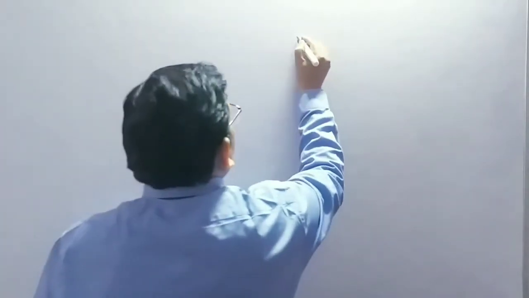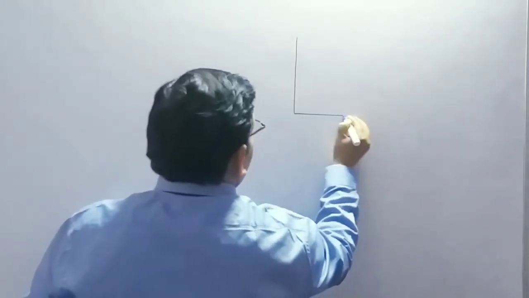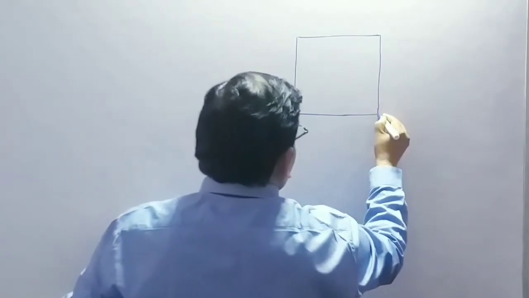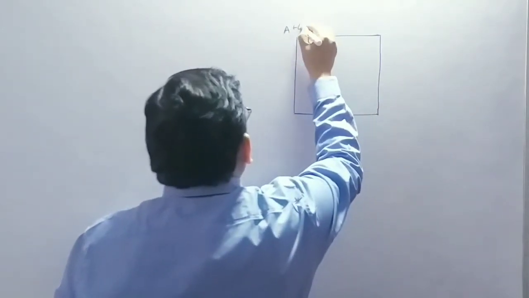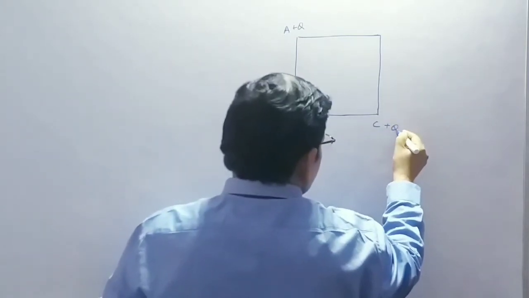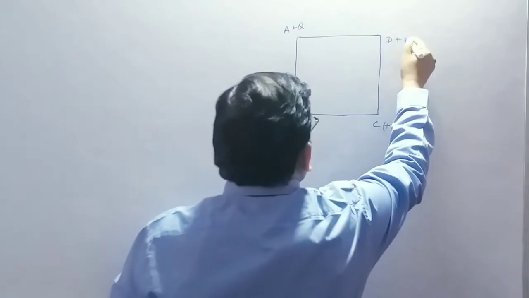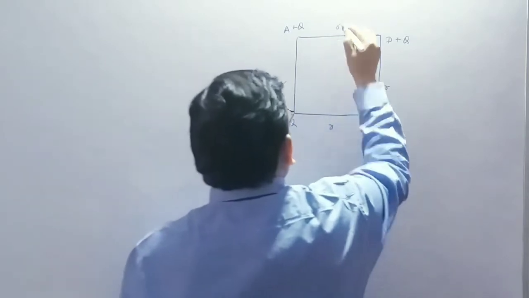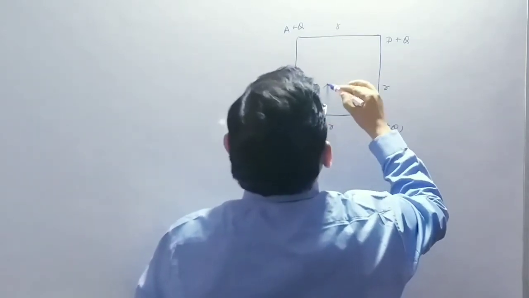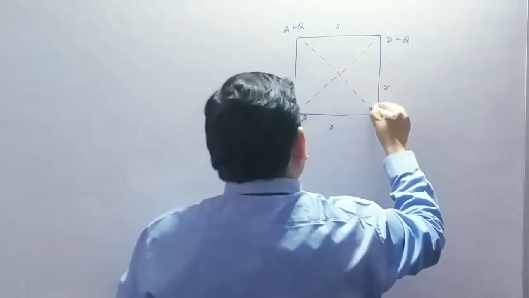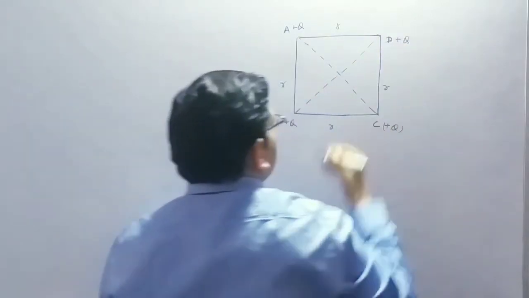So the next question is, again take a square. Take charge at A plus Q, at B plus Q, at C also plus Q, and at D also plus Q. The distance is R, all distances. Now we want to calculate the net force at D.